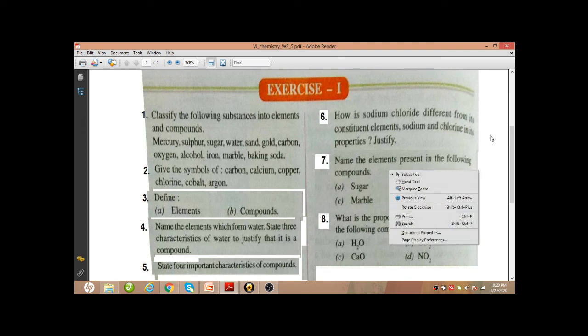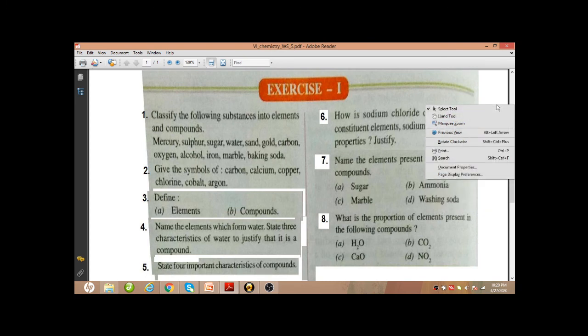Next, what is the proportion of elements present in the following compounds? H2O, this will be 2:1, hydrogen is to oxygen, 2:1. Next, in carbon dioxide, carbon is to oxygen will be 1:2. For calcium oxide, calcium is to oxygen will be 1:1, and for NO2, nitrogen dioxide, nitrogen is to oxygen will be 1:2.